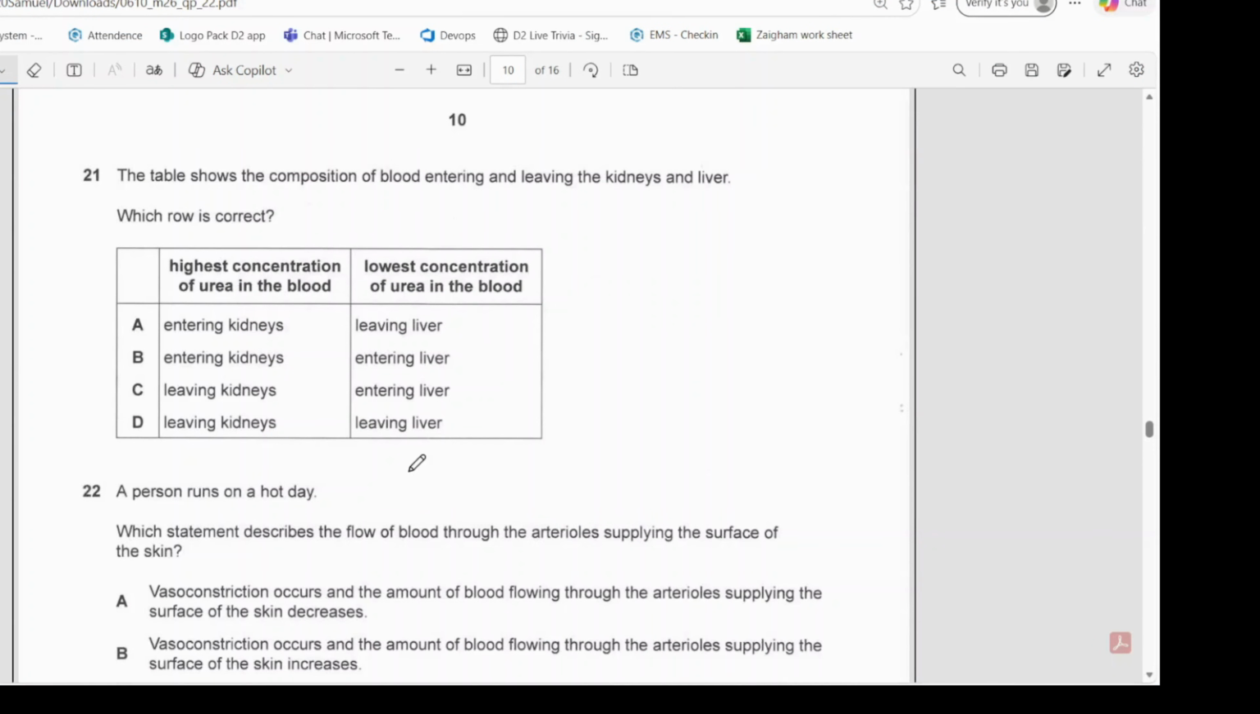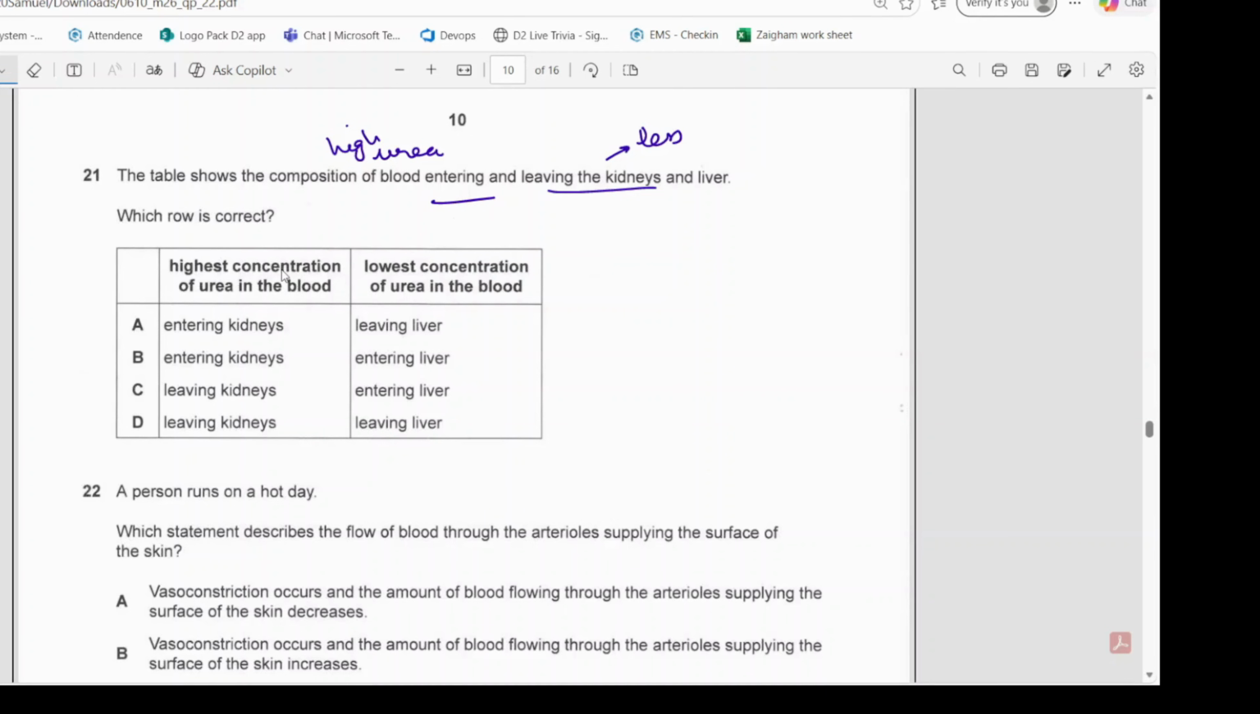The table shows the composition of blood entering and leaving the kidney. So which would have the highest concentration of urea and which would have the lowest? When it enters the liver, it has high urea, which gets filtered into the kidney, into the nephron, and when it leaves the kidney, it would have the least amount, right? So the highest urea is entering the kidney and the lowest is leaving the kidney.